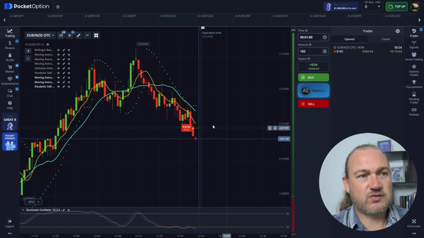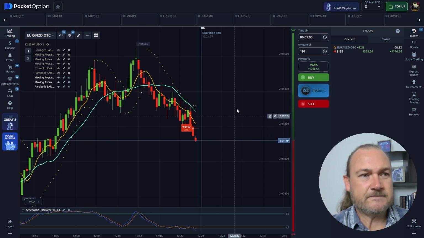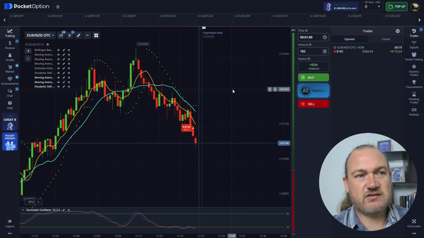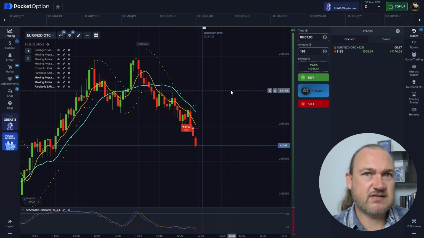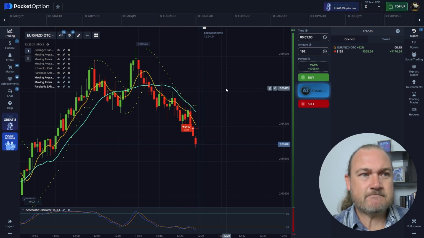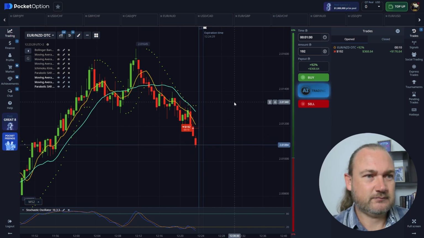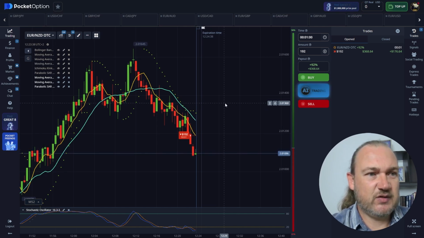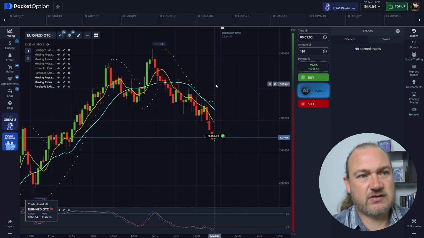Lovely red candles. We are halfway through this trade. Now we just need to wait for it to run out. Waiting patiently, but it's looking good. 18 seconds left. The chance of this pushing up is not zero, but very, very small. A few seconds left, and that should be it. There we go. Another successful trade.